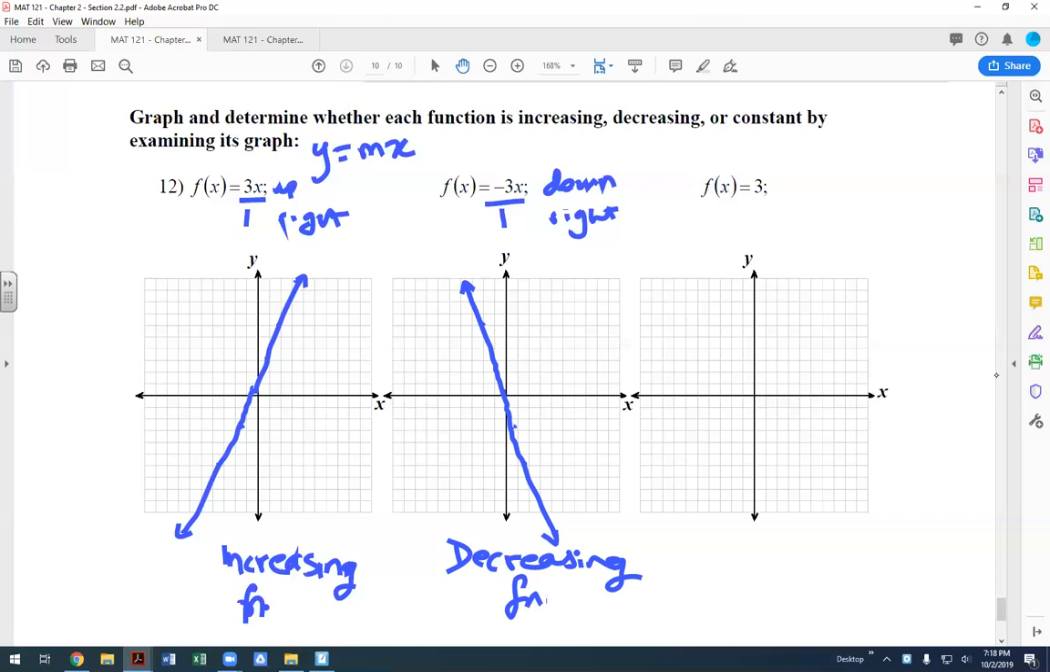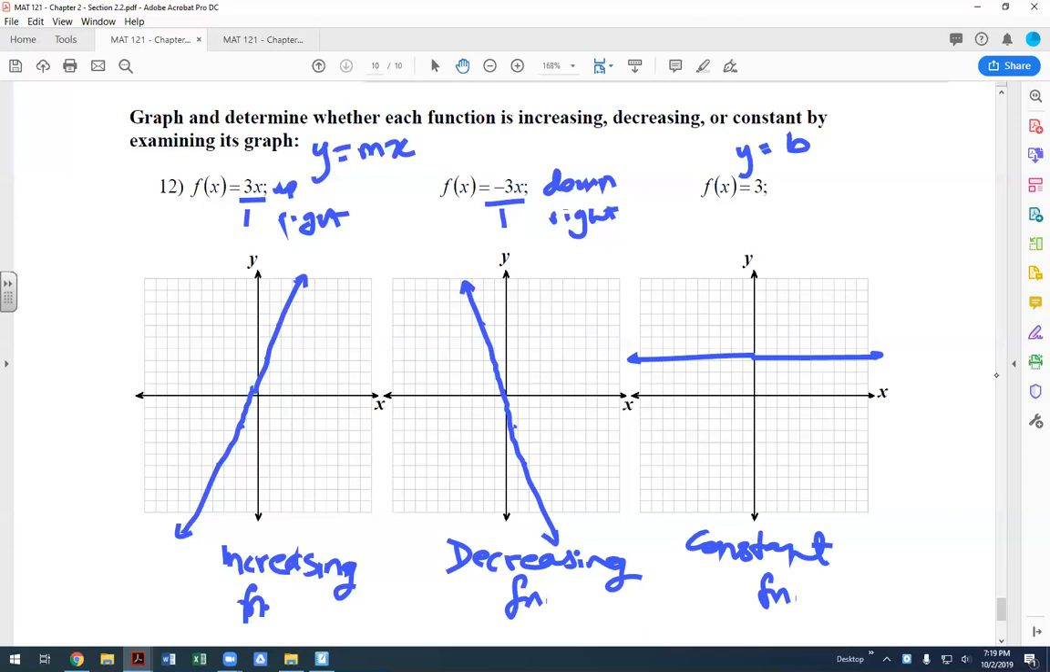Okay. Now, how do you graph f of x equals 3? Yeah, it is going to be a horizontal line because this is actually in the form of y equals b, so it's positive 3, which means we're going to be going horizontally. So of course, as I go from left to right, my y value is staying the same. So this is a constant function.